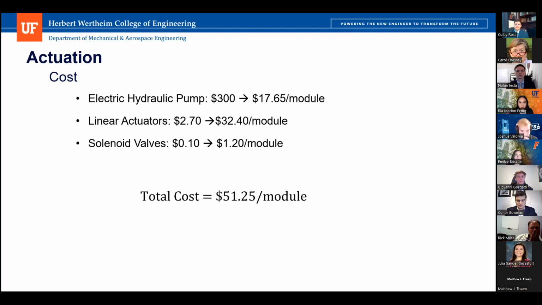And then for the linear actuators, those were pretty cheap. So $270 each, and with 2 per mirror and so on and so forth, we have $32.40 a module. And then the solenoid valves, those actually control the fluid flow into the actuator. And I think Ria goes on about that a bit later. Those are 10 cents each, and they're $1.20 a module. So it ends up with a total actuation cost of about $51.25 a module.